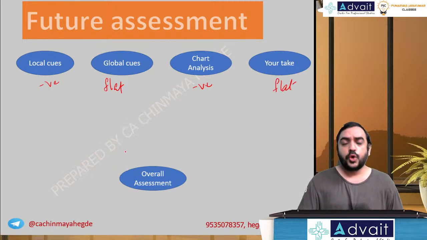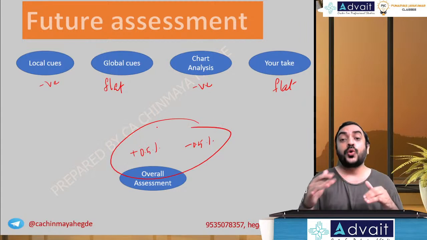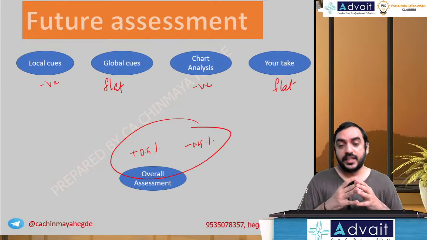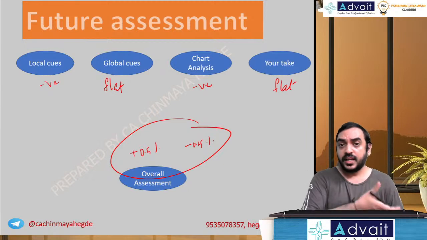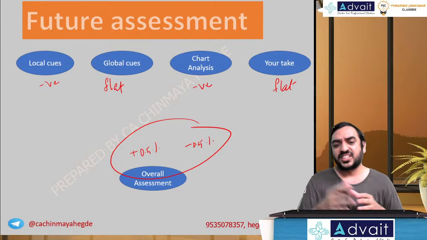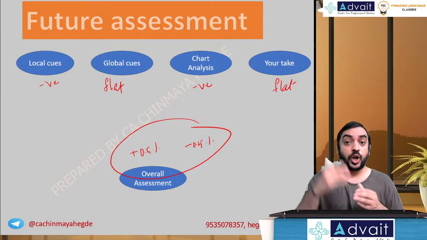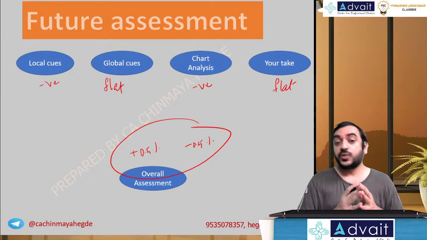Overall assessment for this week, it will be around plus 0.5% to minus 0.5%. So it will be a very, very narrow range, is my opinion. It's not going to cross beyond that. Last week it was down 1%. I don't think it will be even down 1% next week. That is my assessment. Whether true or not, we'll look at it next week.